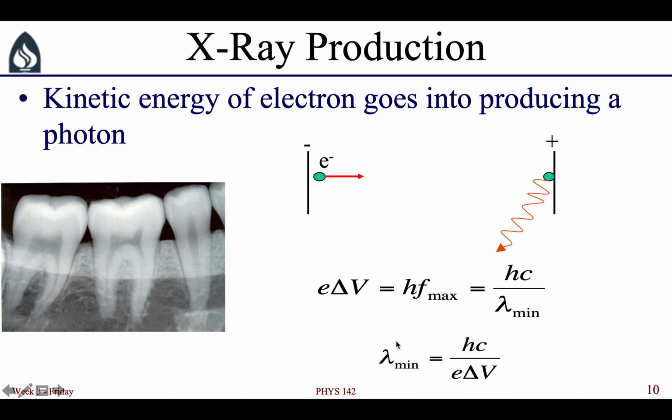This is the minimum wavelength because it is possible that not all of the kinetic energy of the electron becomes the energy of the photon. Some could be lost in this process, but if all of it is perfectly turned into a photon, then this is the minimum wavelength that the photon can have.